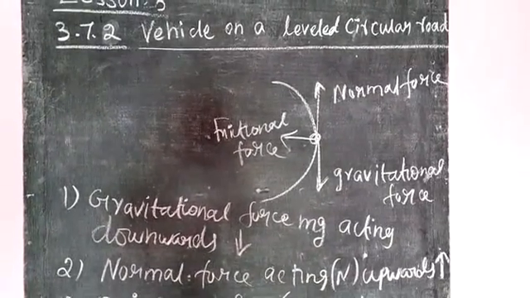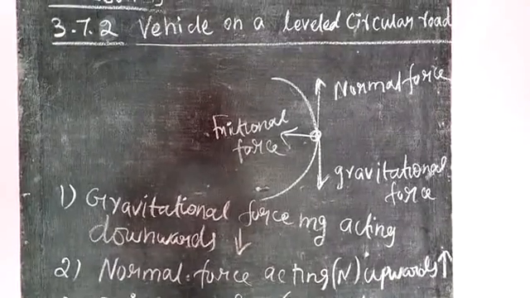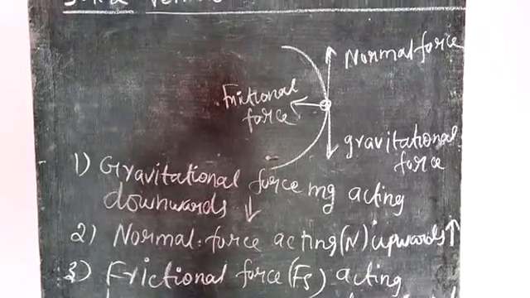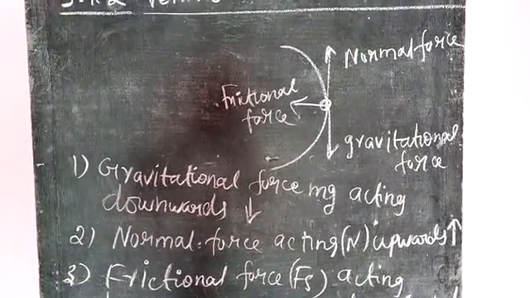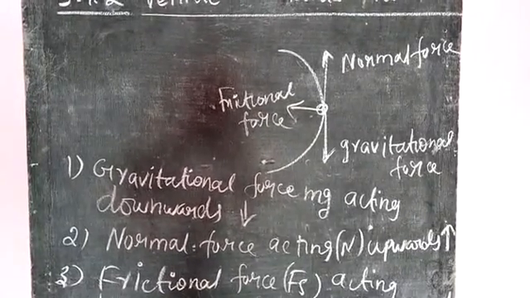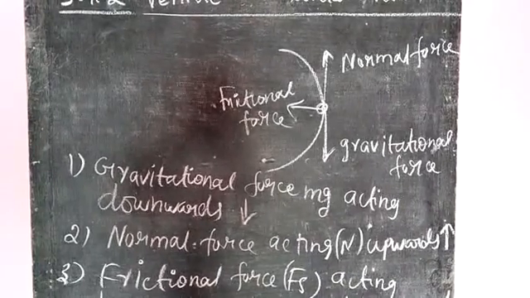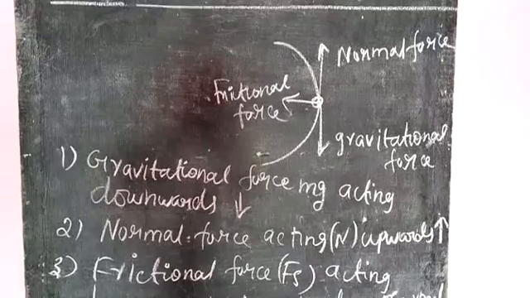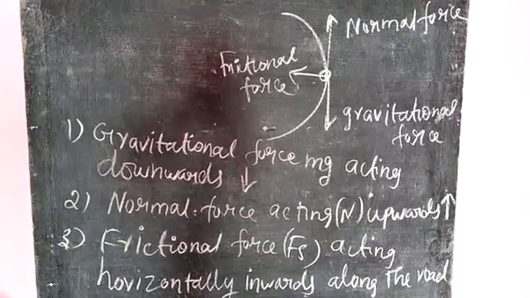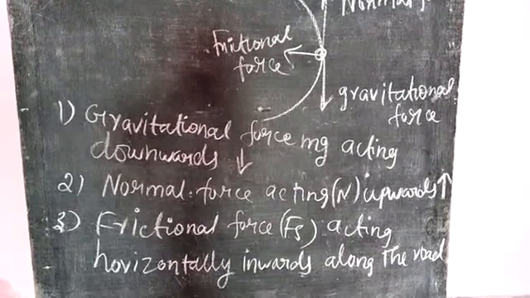Another force is the normal force N, which acts in the upward direction. The third one is frictional force. When a vehicle takes a curve on the road, frictional force acts between the top of the road and the bottom of the tire. The frictional force acts horizontally inwards along the road.